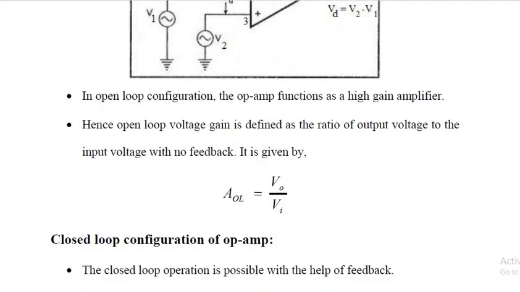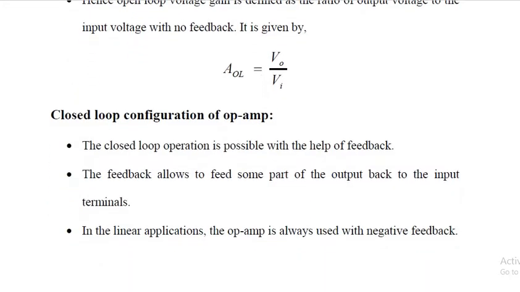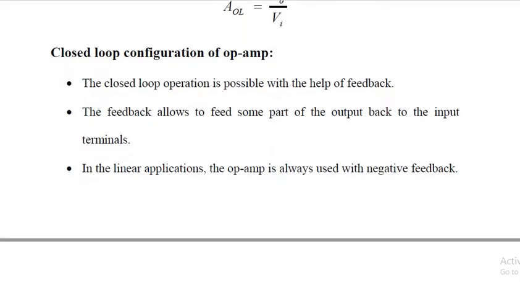Next, closed loop configuration of op-amp. Closed loop configuration is possible with the help of feedback, whereas in open loop there is no feedback, but in closed loop there is feedback. This feedback allows some part of the output to be fed back to the input terminals. In linear application, op-amp is always used with negative feedback. Because positive feedback leads to oscillation. Hence, positive feedback is used only in oscillators, not in amplifiers.